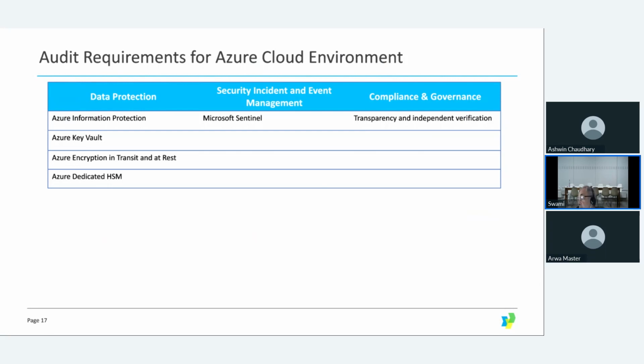Everything is being provided. Now, Microsoft Sentinel is also one of the aspects, for security incident and event management. Compliance and governance is another aspect. So now we will be seeing each and every one of the aspects of security, identity, and compliance, one after another.